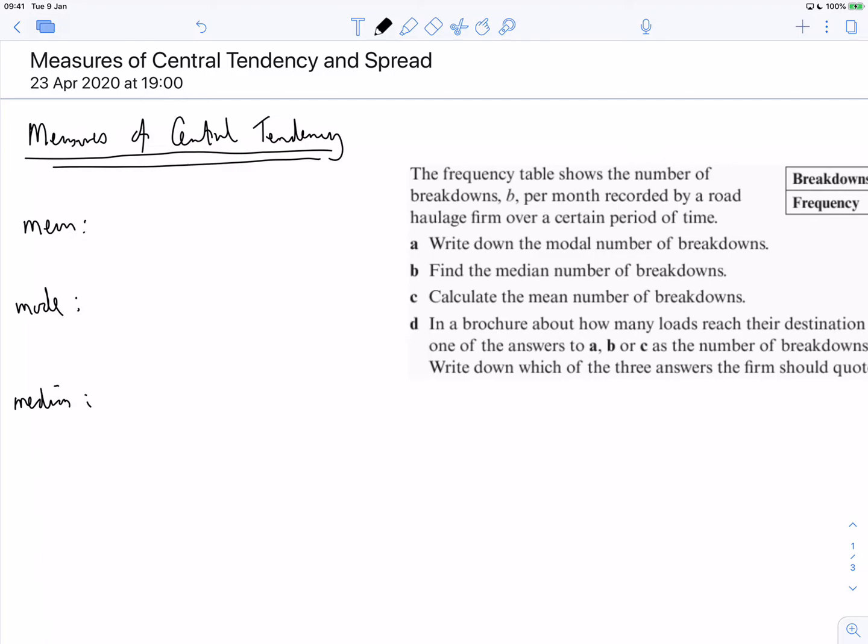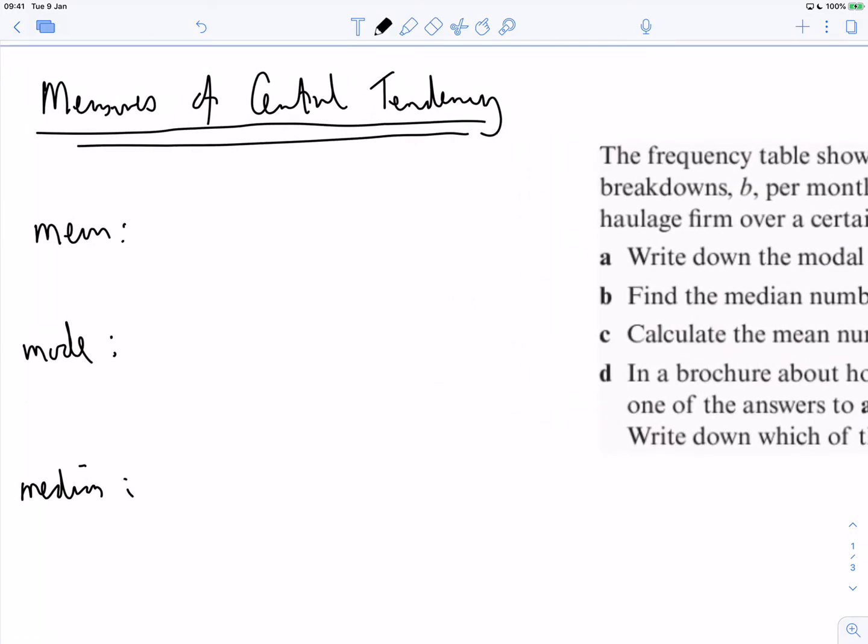So let's recap some of the things that you should be familiar with already. A couple of things that I want to talk about, the measures of central tendency. There's the mean, the mode and median. And by the way, when we say the mean, we tend to mean the arithmetic mean. There's a geometric mean as well, which is quite interesting. I'm sure I'll cover that at some point. But generally speaking at school, when we're talking about the mean, we're talking about the arithmetic mean.